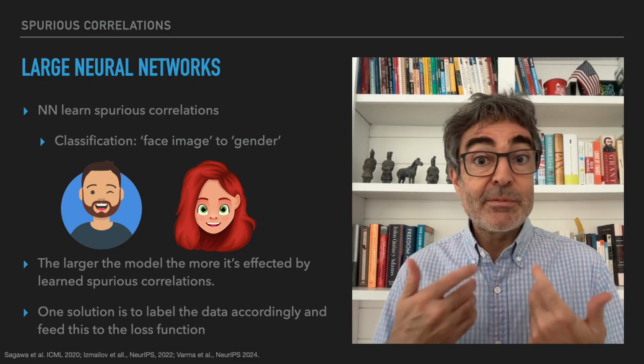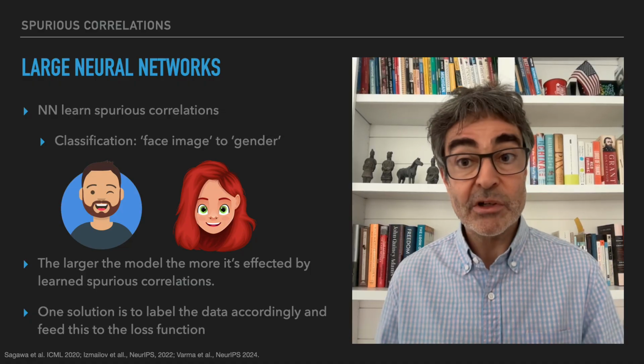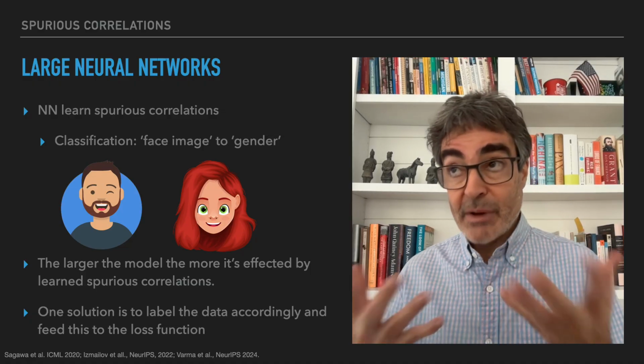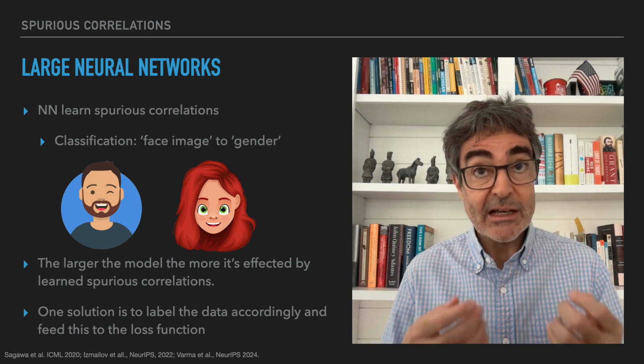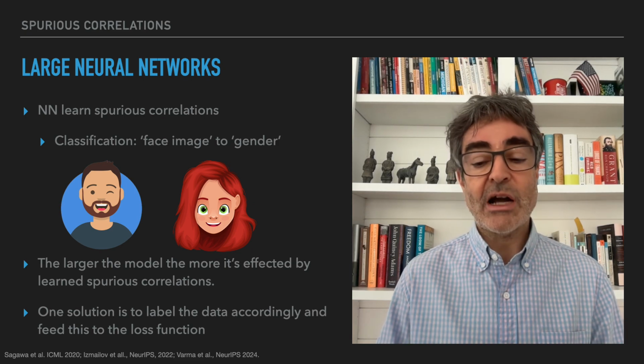In fact, it has been shown that this gets worse the larger, the bigger, the deeper the network is. That is, the more capacity, the more parameters that my network has, the more it falls into this spurious correlation trap.